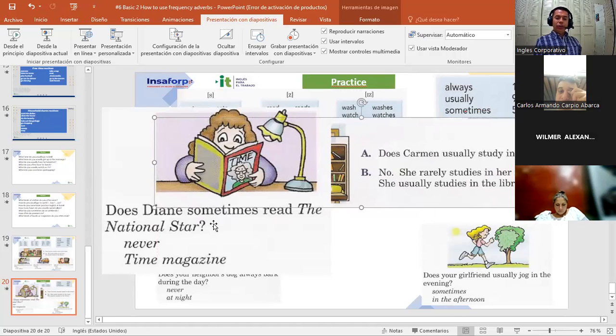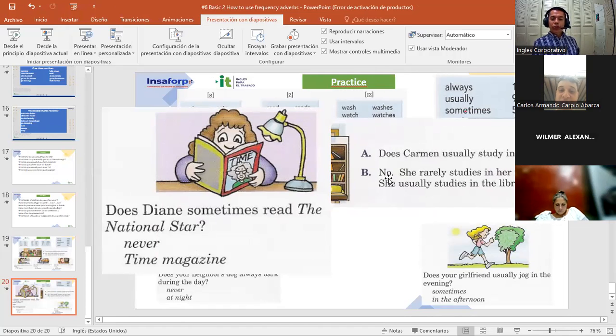Ok, does Diane sometimes read the National Star? Never. Time Magazine. So you're going to say no. No, she never. Okay, primero me va a decir que ella nunca lee el periódico que se llama The National Star. Nunca lo lee. She never reads. Y luego me va a decir, she usually reads, ella usualmente lee The Time Magazine. En lugar de leer National Star, ella lee.